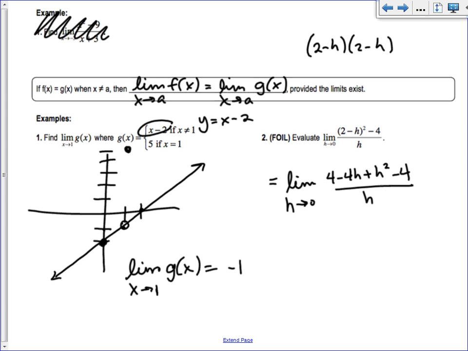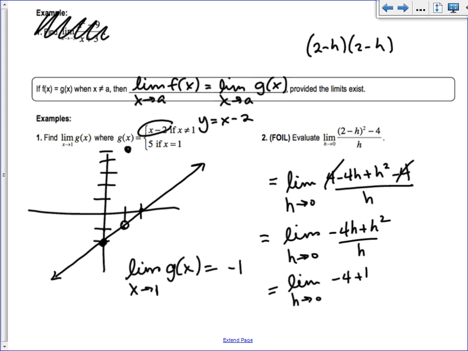So I multiplied it out. Now what happens? 4 minus 4 goes away, so I get -4h plus h squared all over h. Can you eliminate the 0 over 0? Yeah, so you can divide that h on the top and bottom, so you get -4 plus h. So what's your answer? -4. You like this little trick?